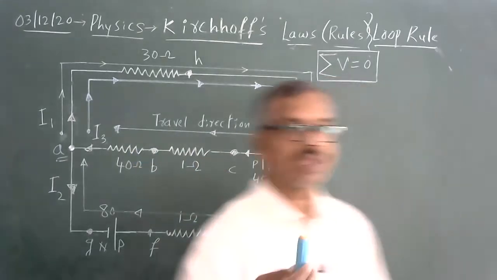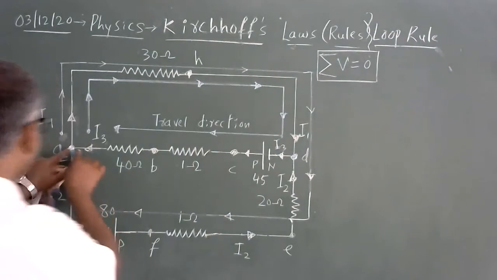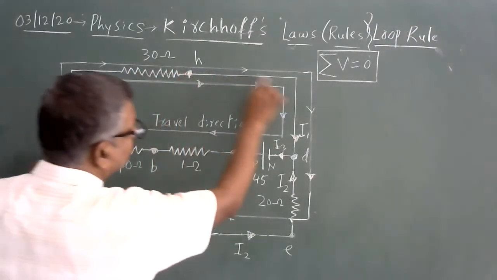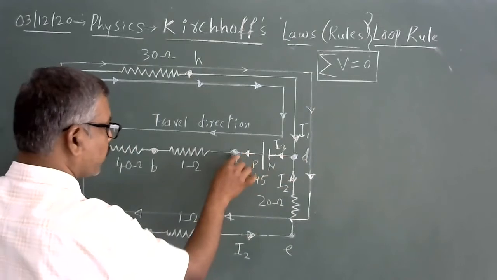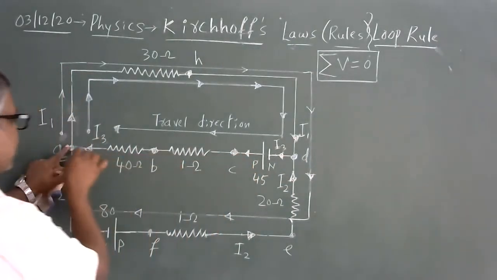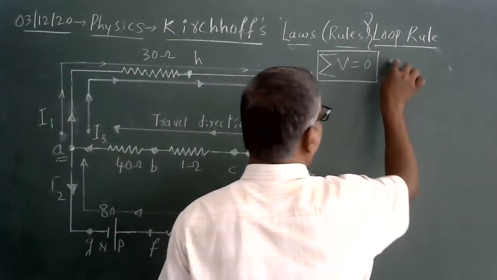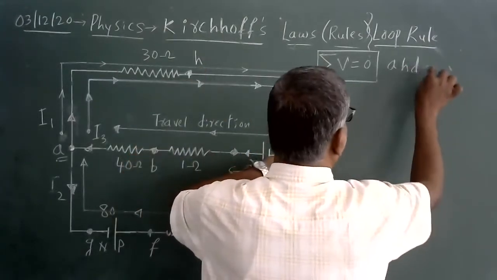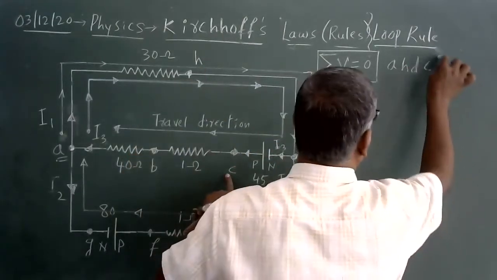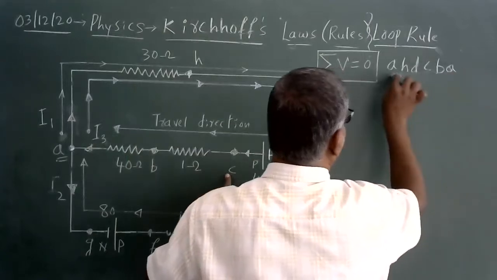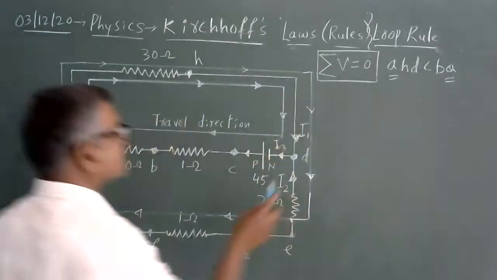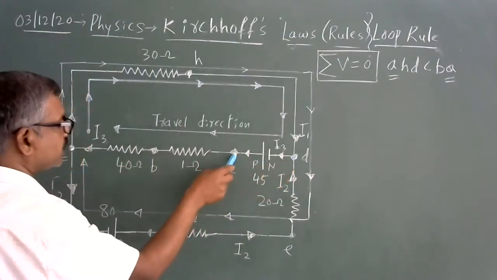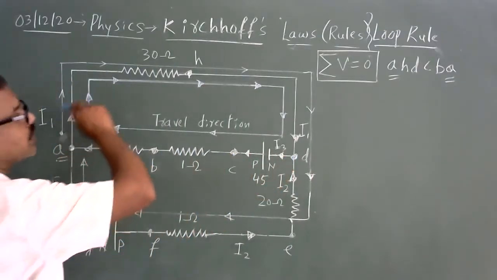What is a loop? If I start from a point A and go through a circuit, like I move from A to H, then to D, then to point C, then B, then A, this is called one loop. A, H, D, C, B, A. The starting point and the end point are the same. I started at A, moved to H, then D, then C, then B. It is called traversing a loop.